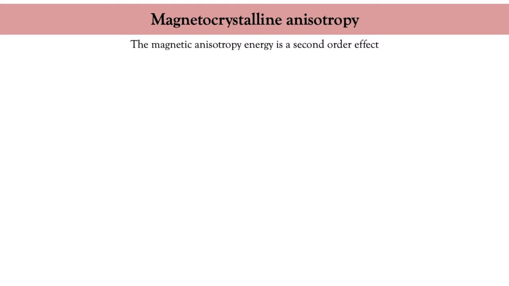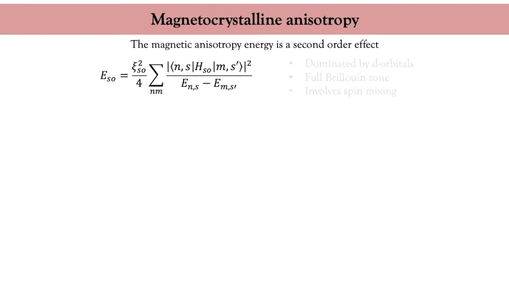Let's say a few words about the theory of magnetocrystalline anisotropy. Using second-order perturbation theory, you obtain this formula. And what you realize is that the anisotropy energy is proportional to the square of the spin-orbit coupling strength. Since magnetism is mostly carried by d-electrons, which by the way possess the largest spin-orbit coupling strength, magnetocrystalline anisotropy is dominated by the d-electrons. And because it comes from spin-orbit coupling, this effect involves a complex mixture of spin mixing and orbital mixing.